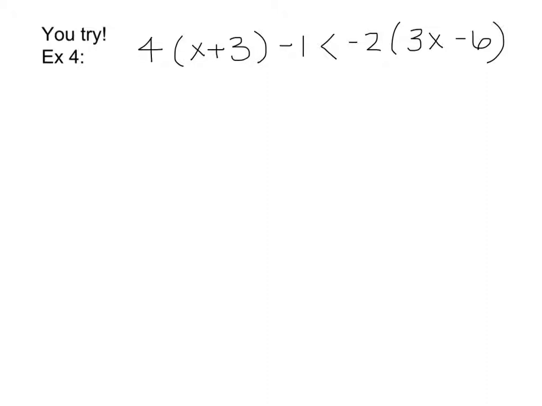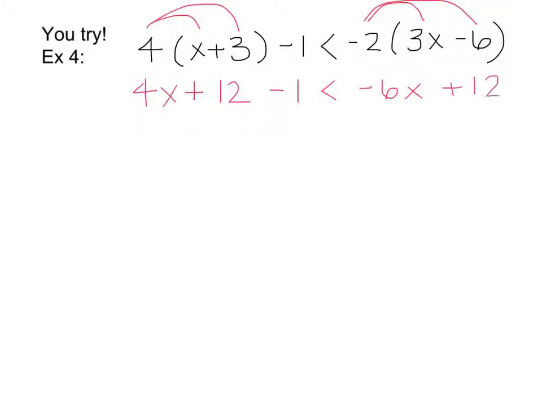I'm going to start by using my distributive property. 4 times x is 4x. 4 times 3 is positive 12. Bring down your minus 1. Bring down your less than sign. Now on my right-hand side, again, I need to use my distributive property. Negative 2 times 3x gives me negative 6x. Negative 2 times negative 6, be very careful there, is going to give you positive 12.